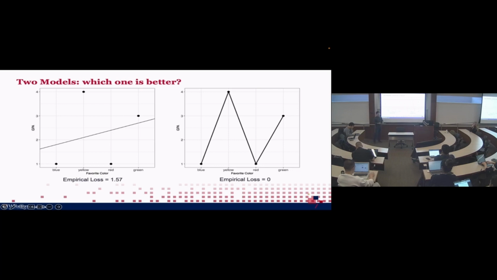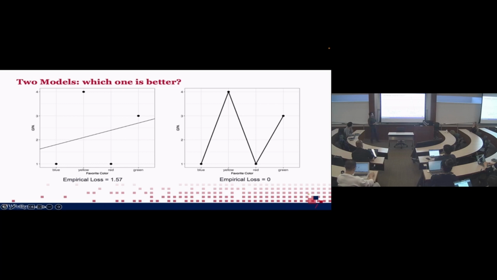On the right-hand side, let's do this crazy model. It's very complex. Let's connect the dots, connect everything. It has perfect prediction. Whatever you input will tell you the answer exactly correct. So empirical loss is 0. It doesn't have any loss, there's no residual. So which one is a better model here? Take a guess. First one? Does anybody believe the second one is the better model?